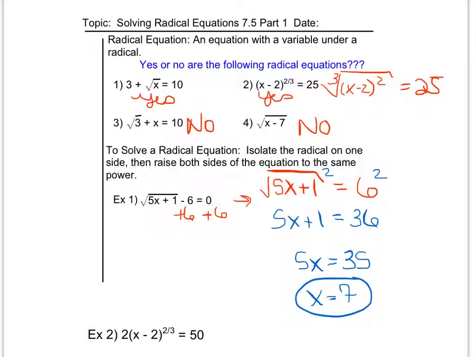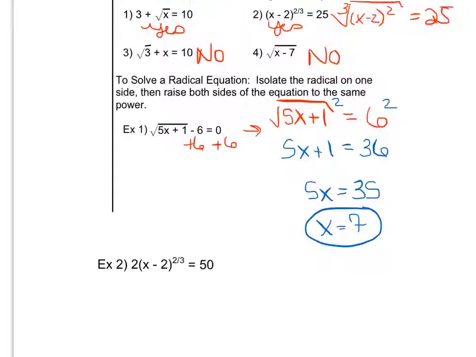I can check my solution by plugging it back in. I do not always have to check my solutions. There will be a specific time that I talk about in example 3 where you have to check your solution. Here I don't have to, but if I wanted to, I could. To save time on the video, I won't, but the way it would be done is just to plug it back into the original equation for x.